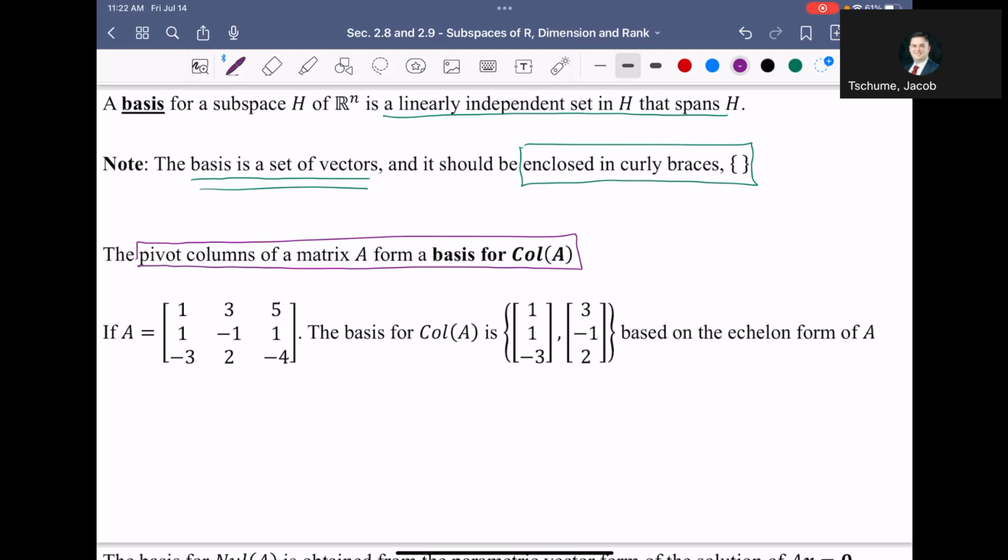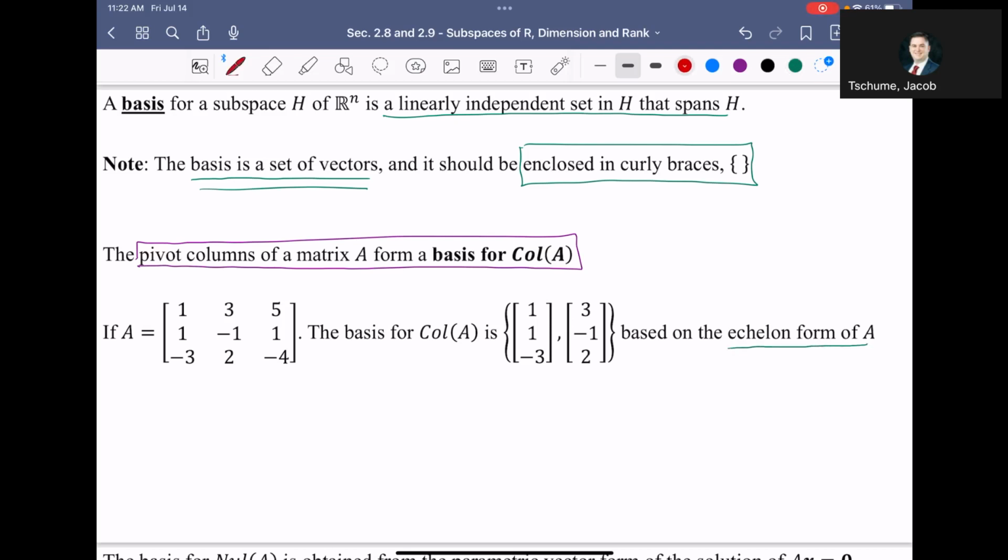So for example, just one problem I made up and we'll do it really quickly. Here's your matrix A, 3 by 3: 1, 3, 5, 1, negative 1, 1, negative 3, 2, negative 4. I am claiming that the basis for the column space are the two vectors mentioned here. This is completely based on the echelon form of A.